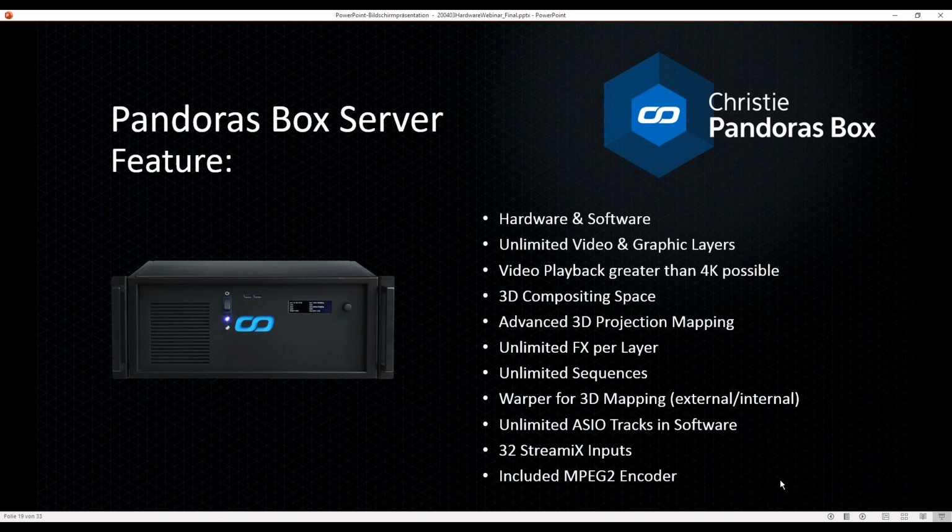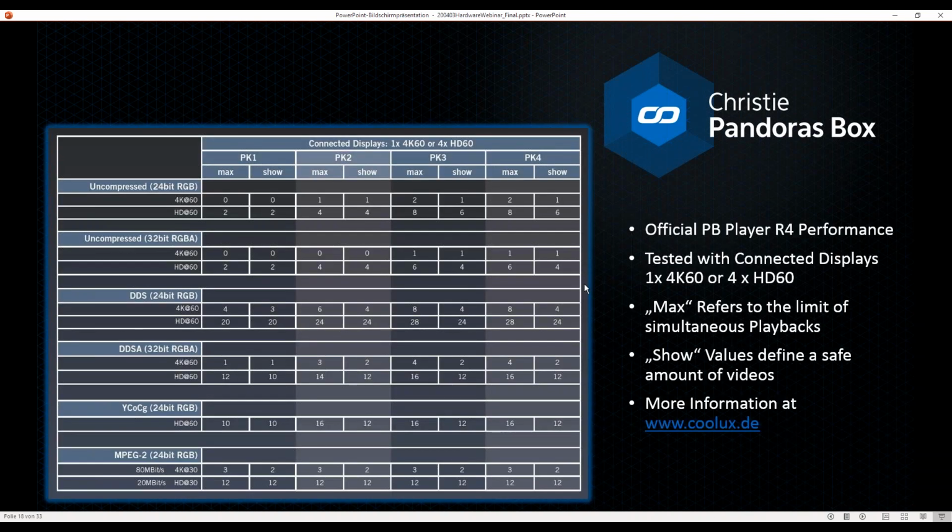Another question is, do all outputs of Pandoras Box give 4K output? All outputs can, well, it depends how many videos you want to play simultaneously. The graphic cards can do 4 times 4K, but then you have, of course, the license you want to buy, depending on how many outputs you are using. So it's 1 or 2 or 4. But the Pandoras Box server can do 4 times 4K. And the player, as you can see over here, will do 4 as well. Just the PK1 can do 3.